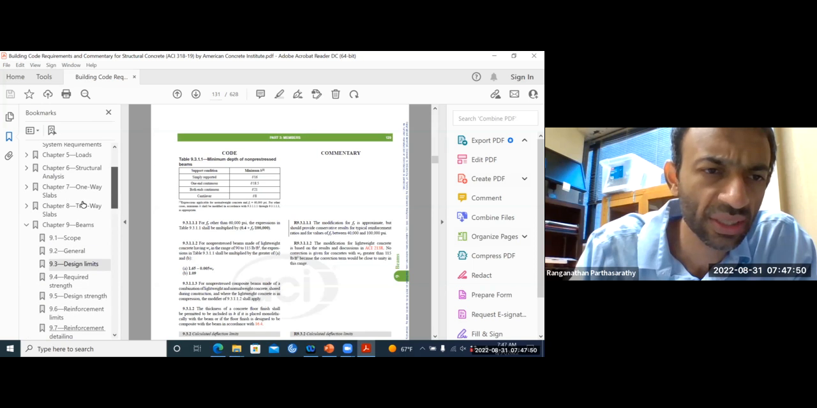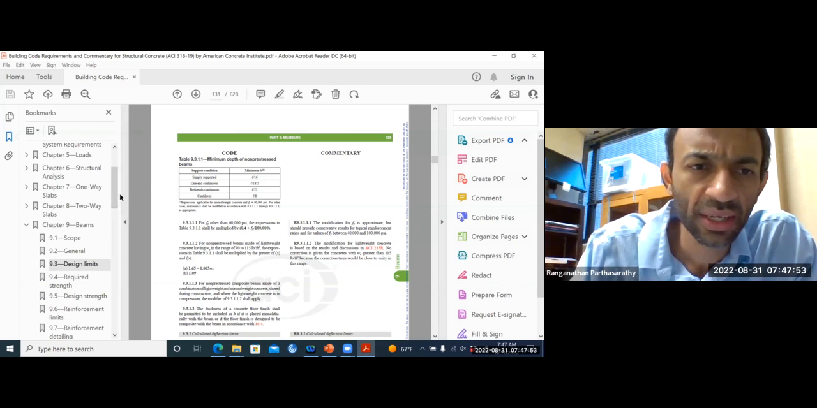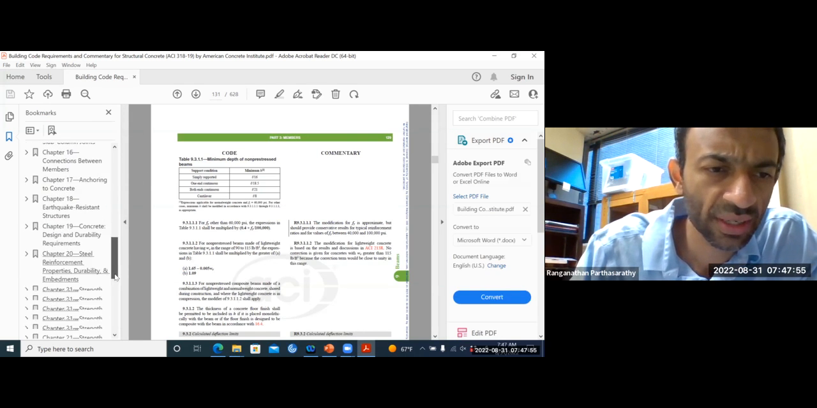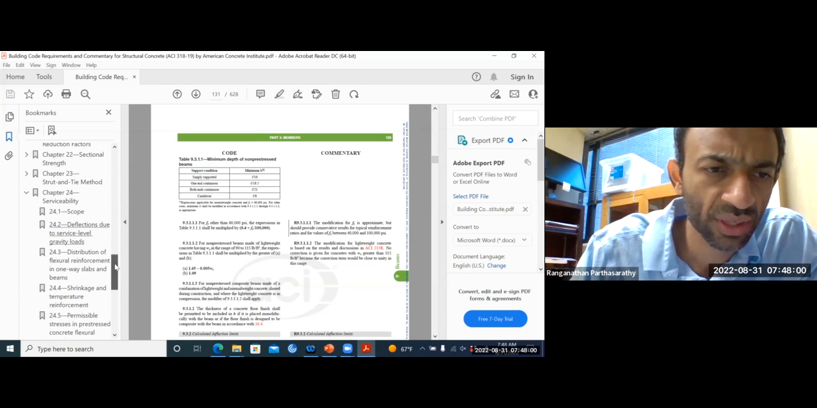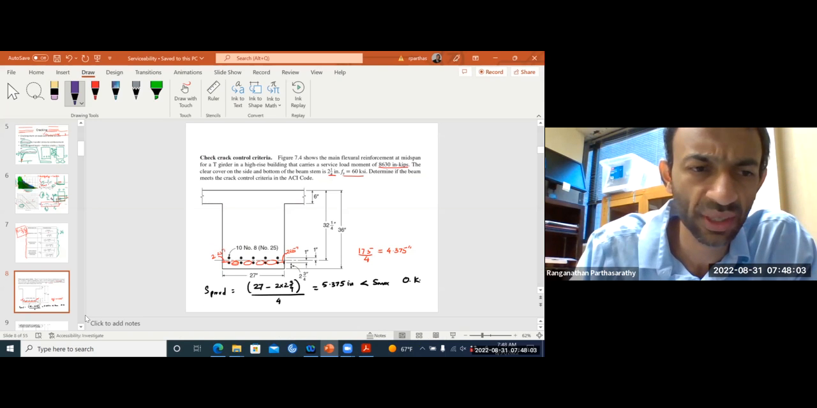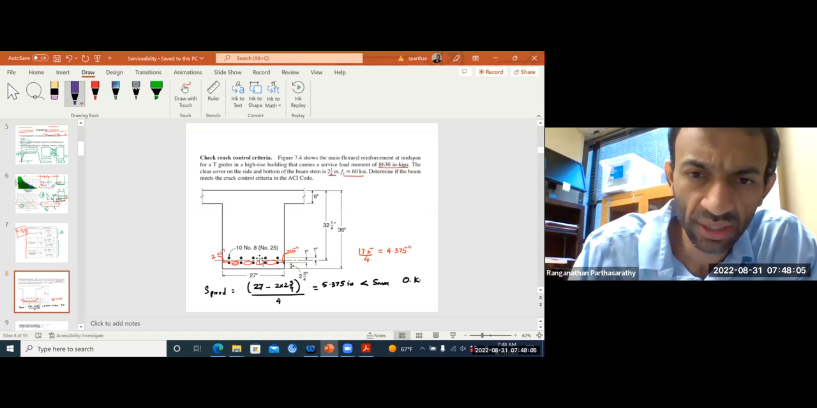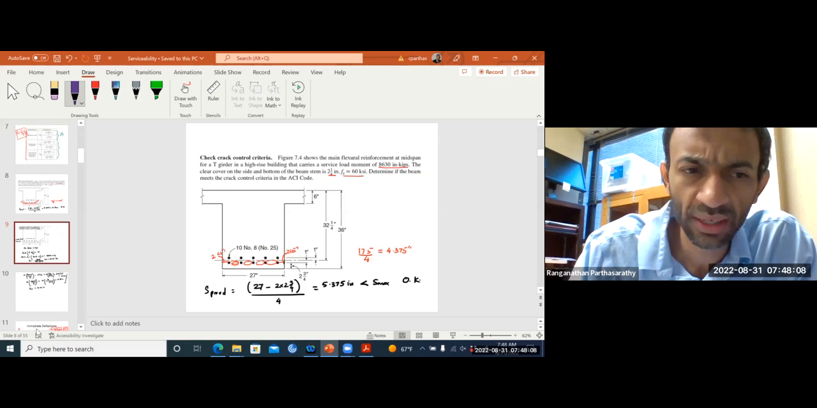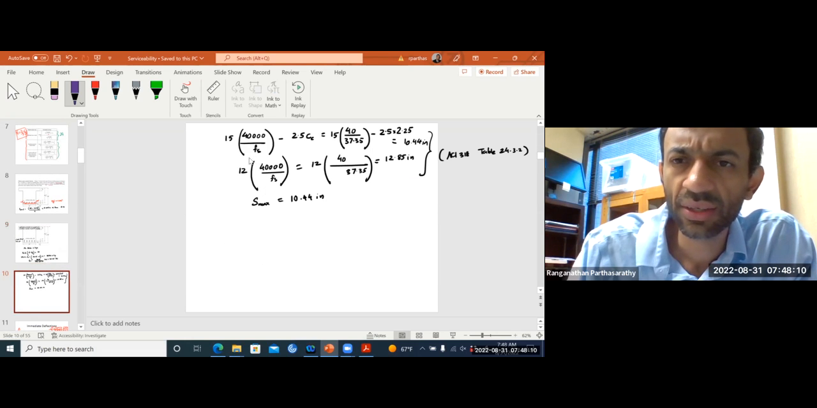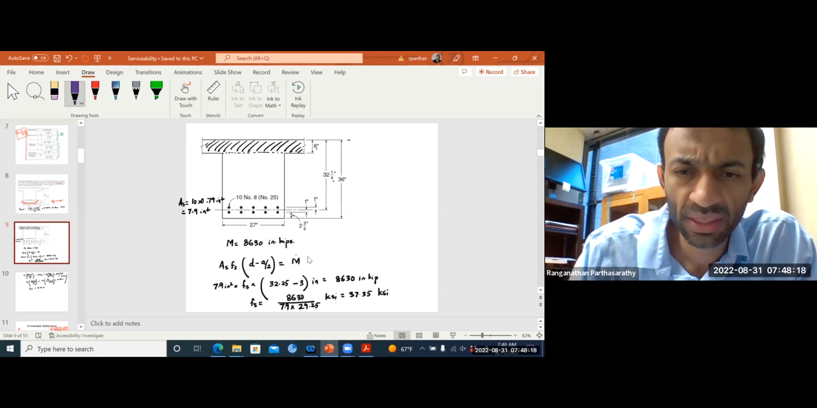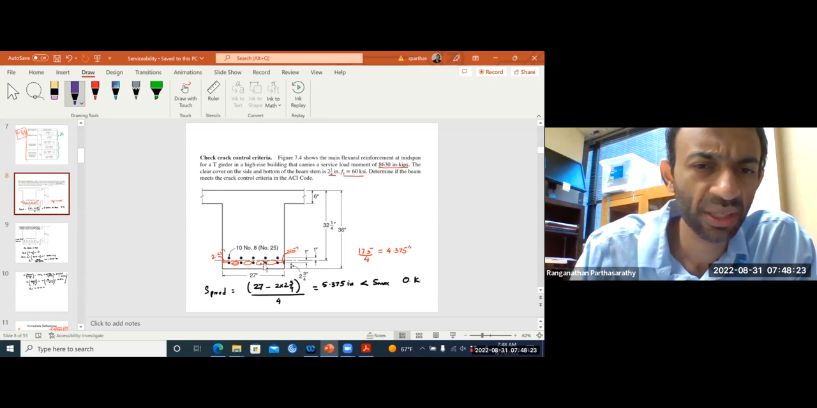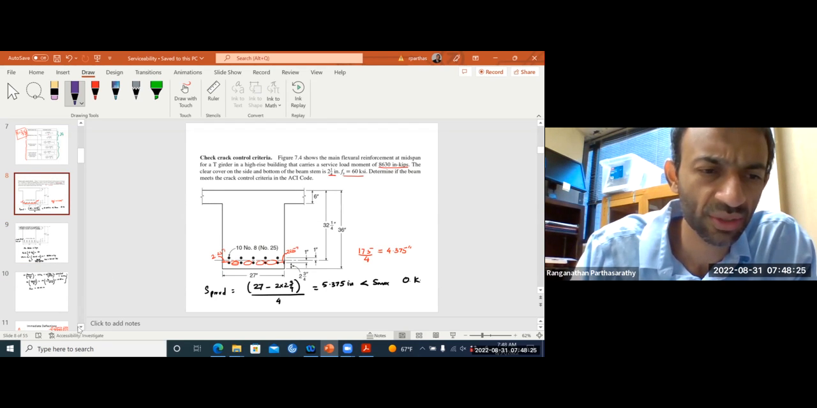Okay, similarly, you can see the requirement for one-way slabs, and all of your general serviceability requirements for deflections, crack widths, and so on, they are all in chapter 24. Okay, so we keep going. In this particular problem, if you do the calculation, then you will see that your S max comes to 10.44 inch based on your code, and your spacing that you provided between your rebars is 5 point something, so that is within your maximum, so that's good.